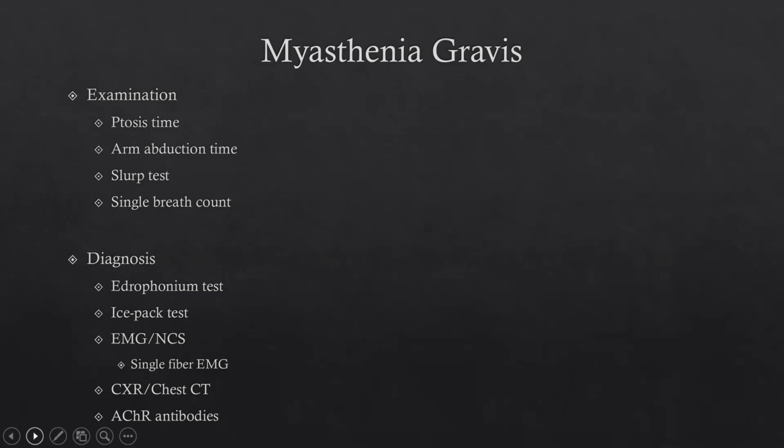And then for EMG, or electromyography, your interest is really to look at single fiber EMG and look for evidence of jitter. So there will be an increase in jitter on electromyography. A chest X-ray and CT chest is really to look for a thymoma, and then you can do acetylcholine receptor antibodies in the serum, which will be positive in seropositive myasthenia gravis.